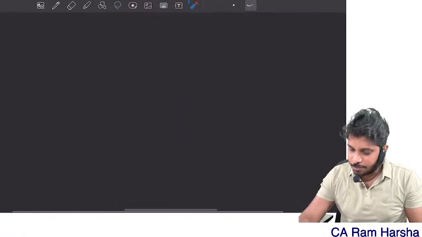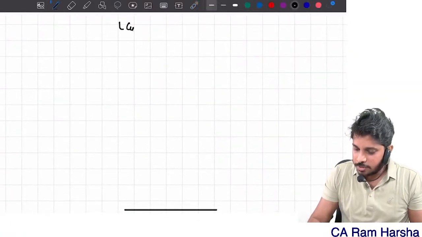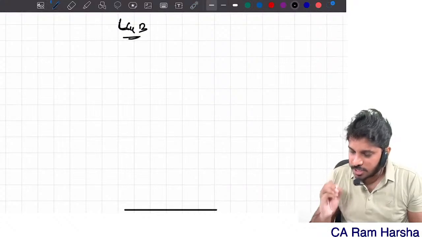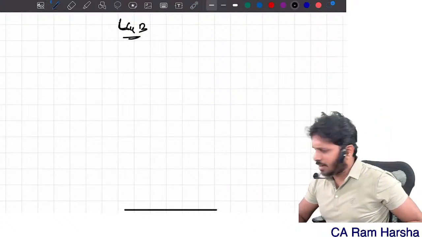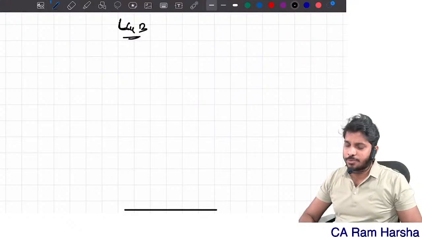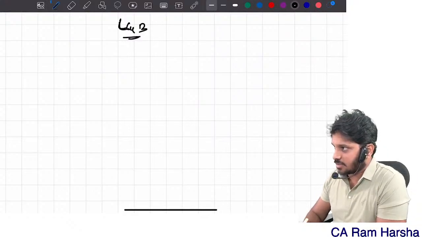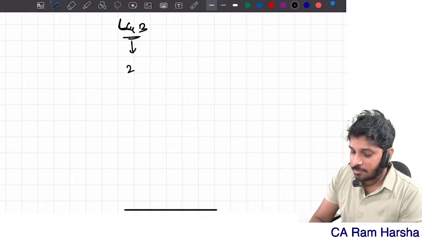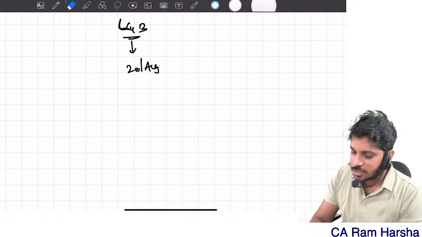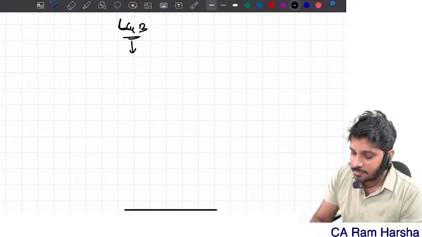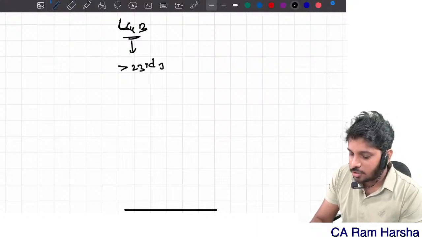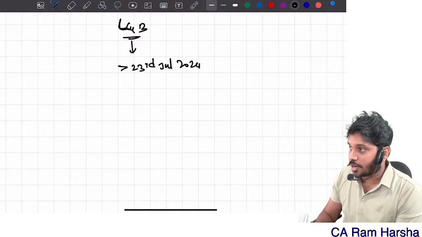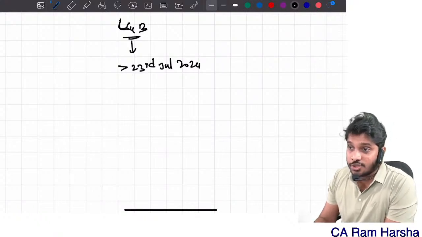Look at this. Suppose I am doing land and building. A question will definitely come on this, this is what I'm predicting. A computation problem will come on land and building. Suppose I am selling a land and building, say on 20th August. Sir, I am selling this land and building after 23rd July 2024.